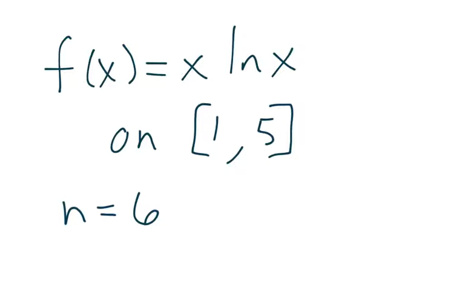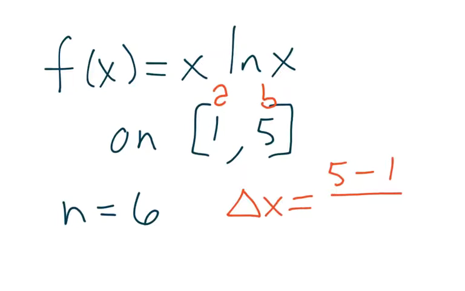In order to get the rectangles to be equal width, we'll need to compute delta x, which is equal to b, that's 5, minus a, that's 1, all over n, which is 6. That gives us delta x is 2/3.